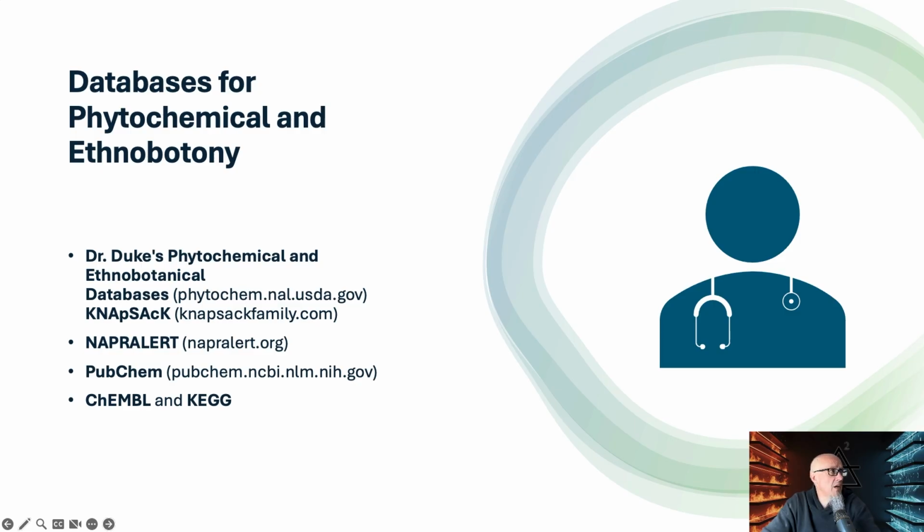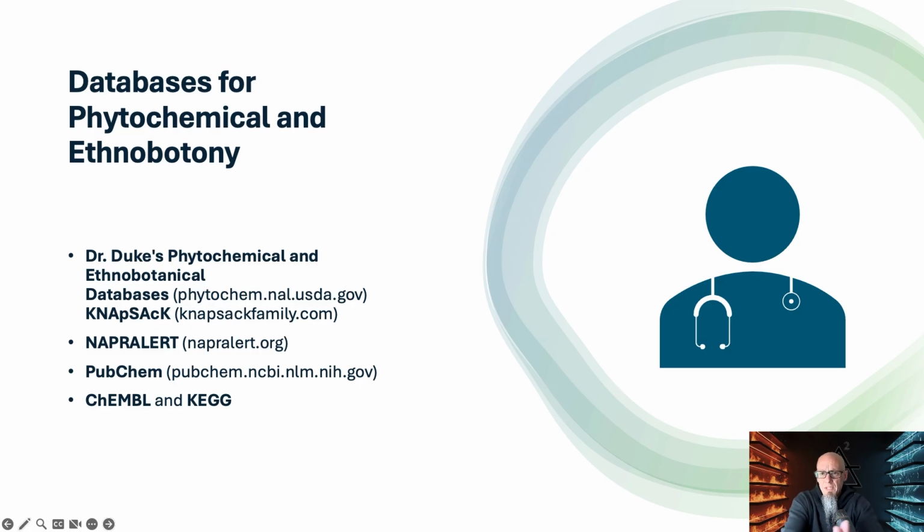To kick us off right now, these are the databases that are associated with general botany and chemistry. So Dr. Duke's phytochemical and ethnobotanical databases, these are USDA run and they're free. They're extremely comprehensive and they let you search by plant or the chemical. It shows the actual concentrations, the biological activities, and ethnobotanical uses. It's probably one of the best free resources that you can find. I live in that thing more than I like to admit.